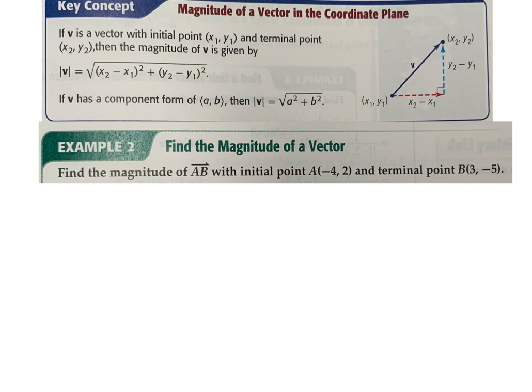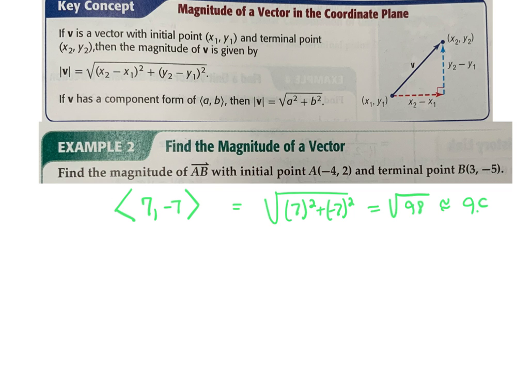So find the magnitude of the vector. And they've given us the points -4, 2, and 3, -5. And so if we put that in component form, 3 minus -4 is going to give us 7. -5 minus 2 is going to give us -7. And so we are going to get the square root of 7 squared plus -7 squared, which is the square root of 98. And I think they went ahead and rounded that to 9.9.